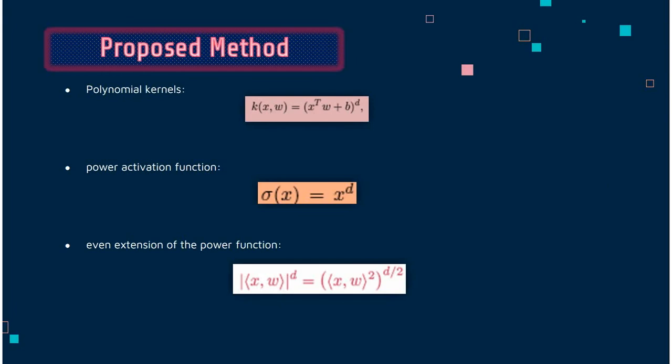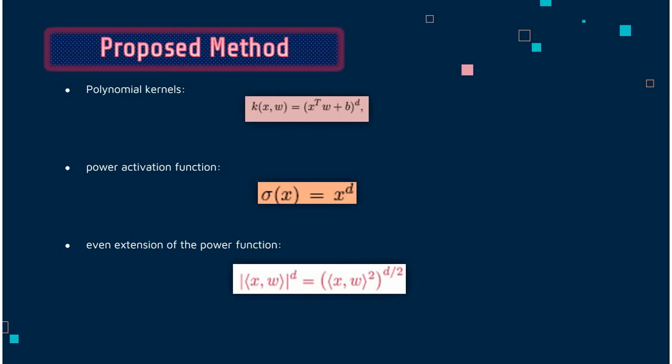Let's see the PowerLinear activation function. I want to just talk about polynomial kernels, which are most widely used in kernel methods. We will introduce a generalization of the convolution operator using polynomial kernels. Polynomial kernel convolution can be implemented by applying the PowerLinear activation function.